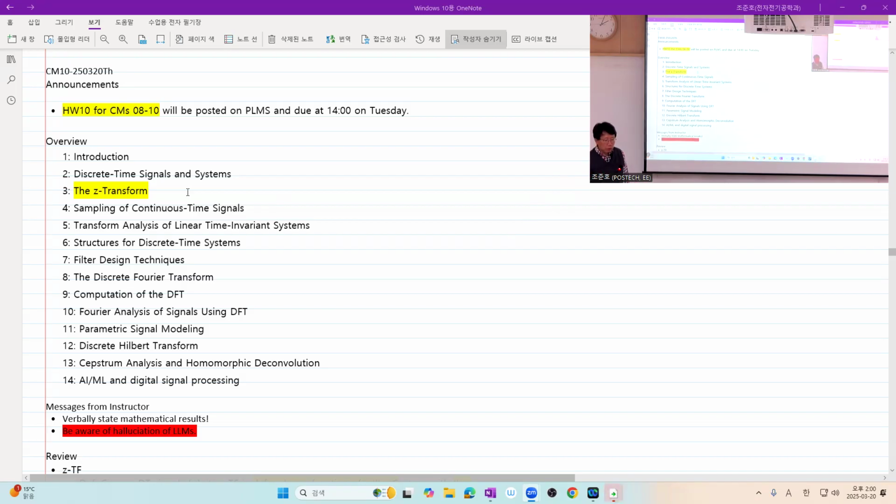Here goes the overview. We are covering chapter 3 on the Z transform. And hopefully we may finish this one next Tuesday, or if it is covered well, then today.